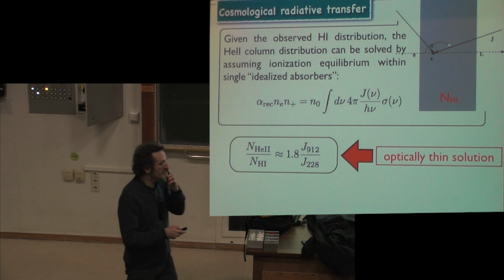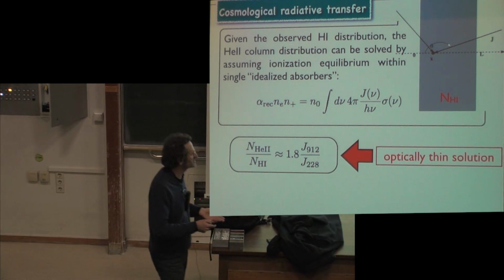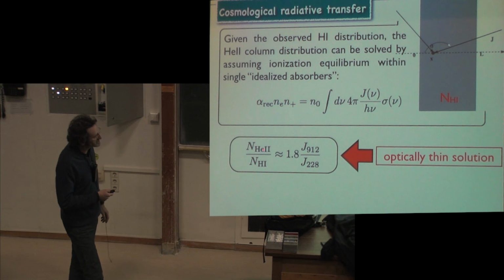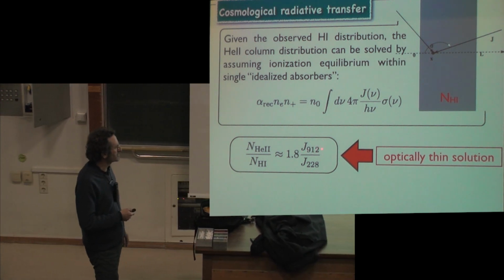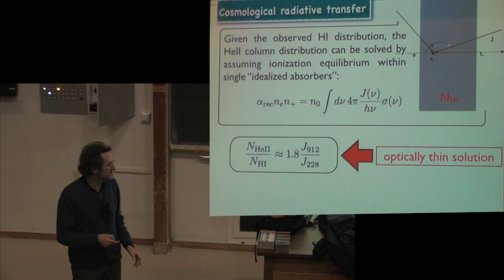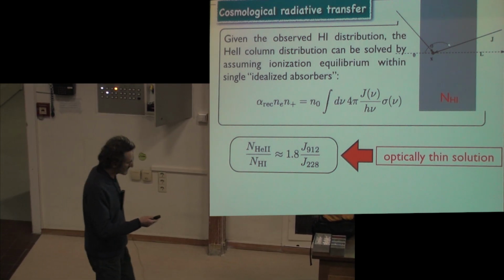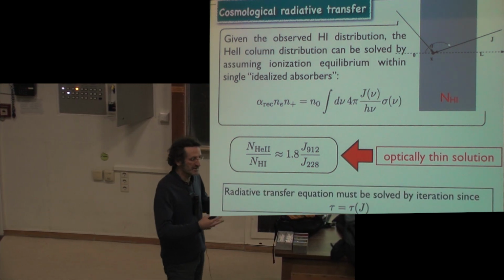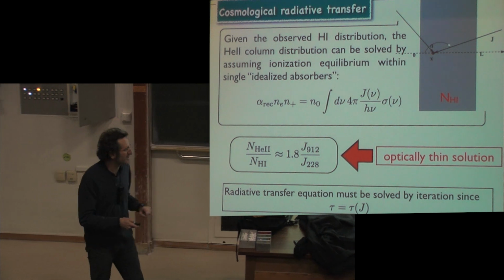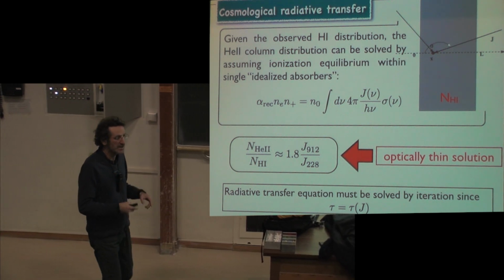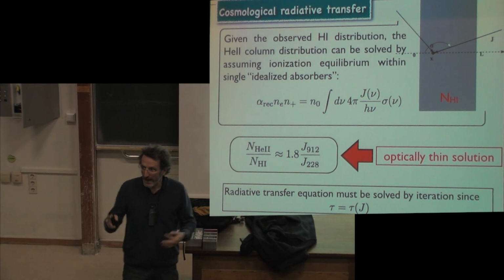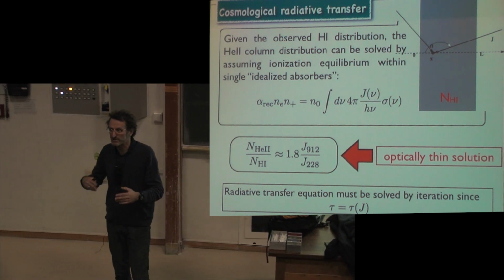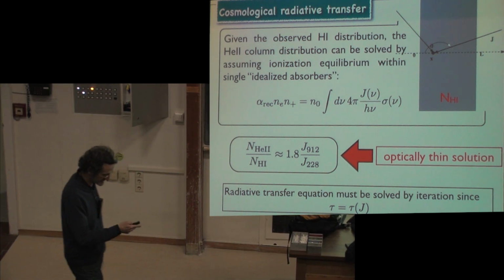Let me skip to this, okay? And then what you find is a very simple solution in an optically thin regime, where the ratio between the helium and hydrogen column densities is simply proportional to the ratio between the background of ionizing photons at 1 Rydberg divided by the ionizing photons at 4 Rydberg. This is in terms of Einstein's force. Okay, this is a very simple solution. Of course, you can work out everything in a more detailed way, but the important thing to realize is that the opacity of the universe is a function of the background, because it's the background that determines the ionization state of the IGM, and the background is a function of the opacity. So you have to iterate between these two things.